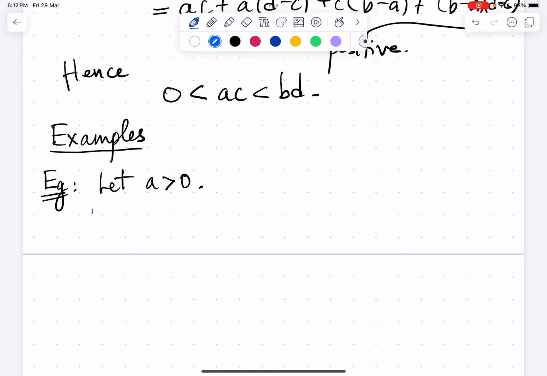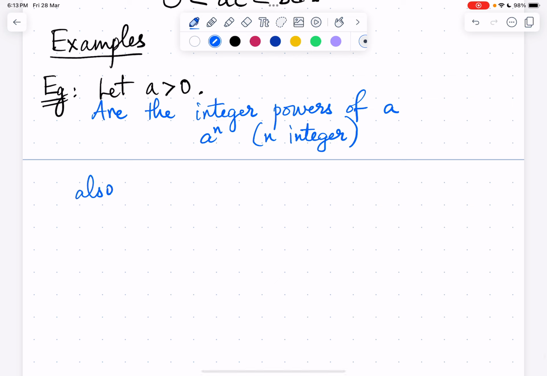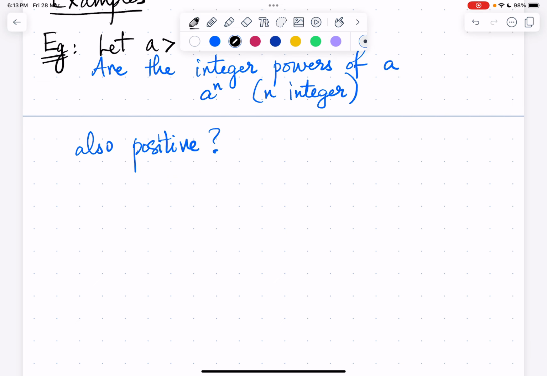We can ask, are the integer powers of a, so a power n where n is an integer, also positive? So if we begin with a positive real a, are the integer powers also positive? So we'll look at the answer for that.